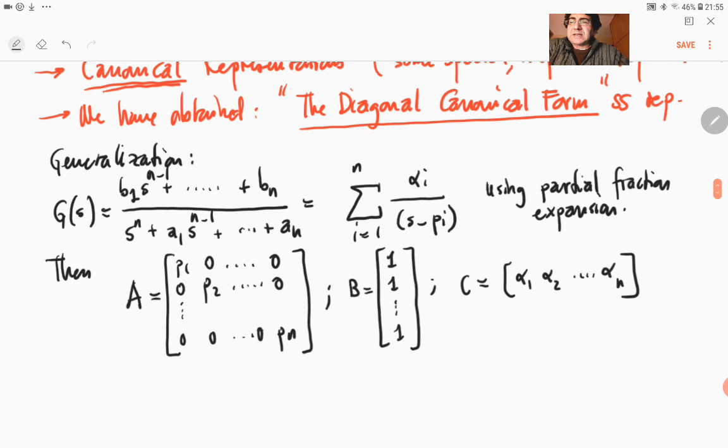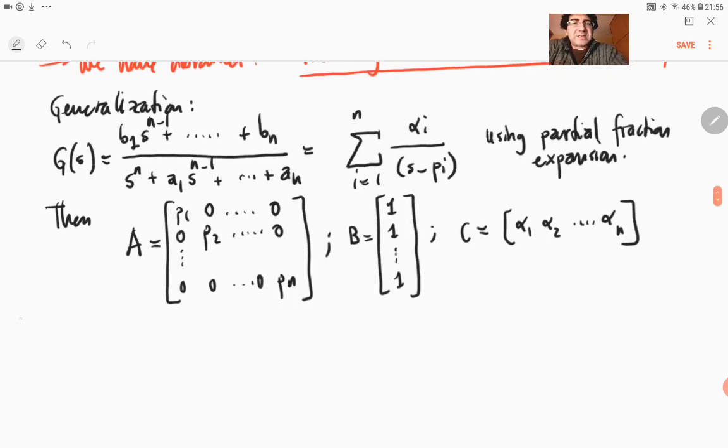So the procedure is that you find the poles of g of s, you expand it into partial fractions, and then you have the state space representation given as indicated. So what is the disadvantage of this? Now the advantage is that it's a decoupled form where the change in any state only depends on the value of that state and also the input. So there is no coupling between the states. A state does not affect another state.